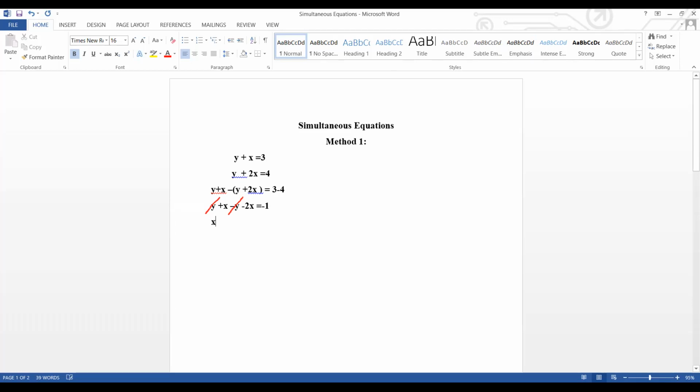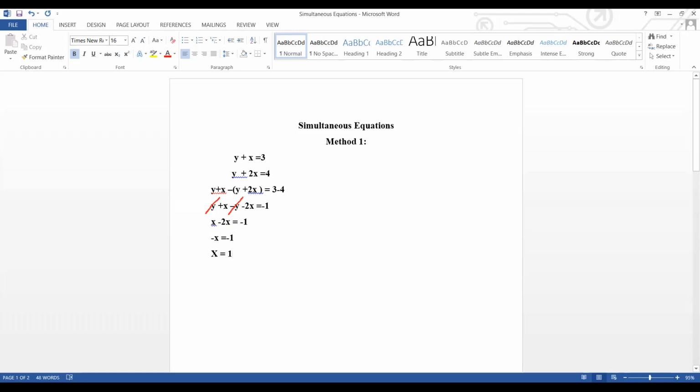Then I will get x minus 2x equals negative 1. So x minus 2x, I will get minus x. So minus x equals minus 1. So what should I do? I have to divide both sides by minus 1. So when I divide both sides by minus 1, I will get x equals 1. So that means the value of x is 1.